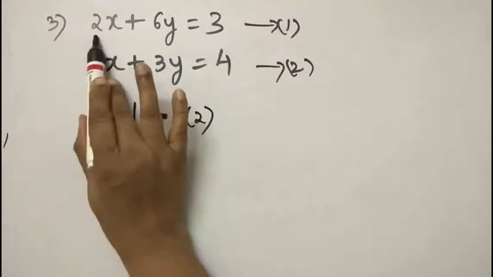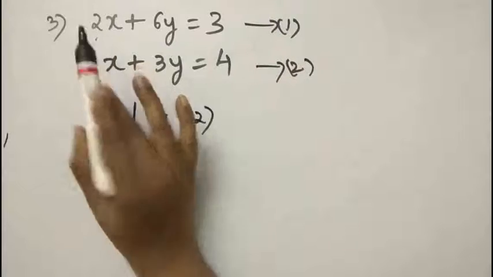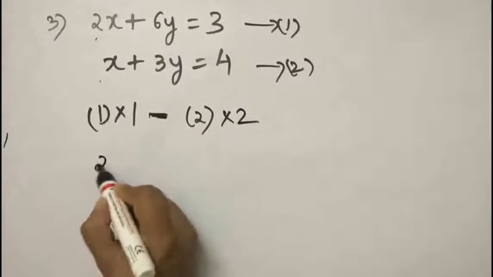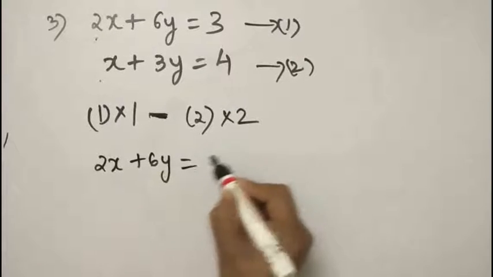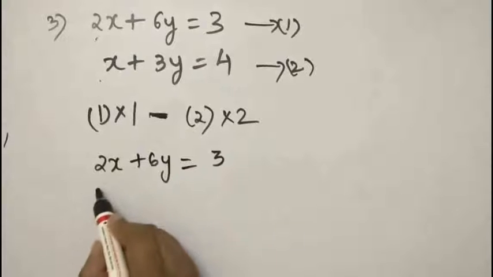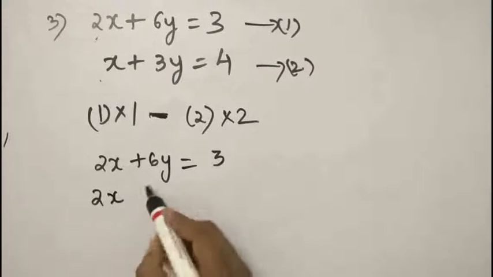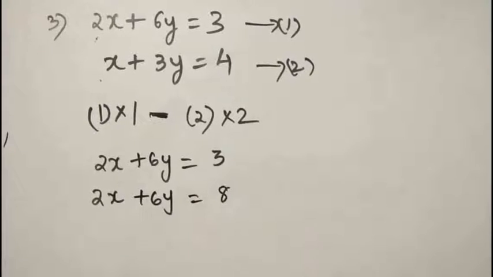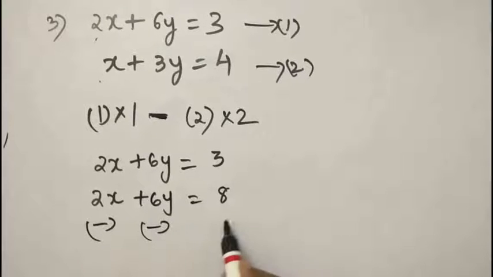Equation 2 into the quotient of x in the first equation, that is, into 2. So I will get 2x plus 6y equal to 3. Here I have to multiply equation 2 with 2, is it not? 2x plus 6y is equal to 8, is it not? Now change the sign.